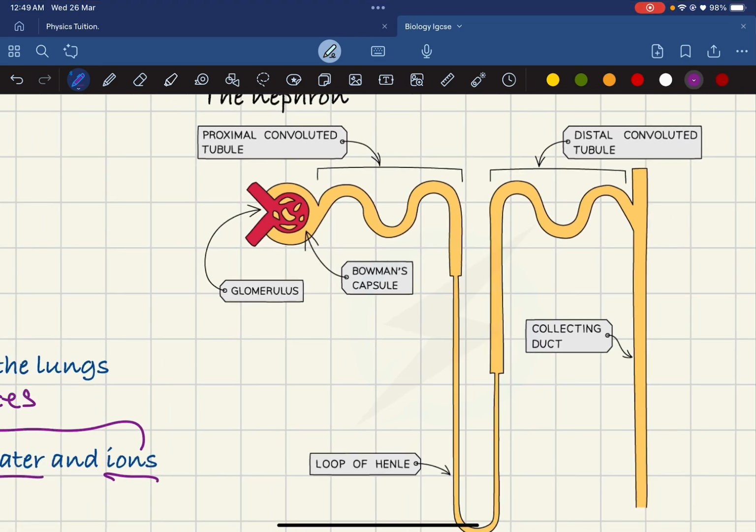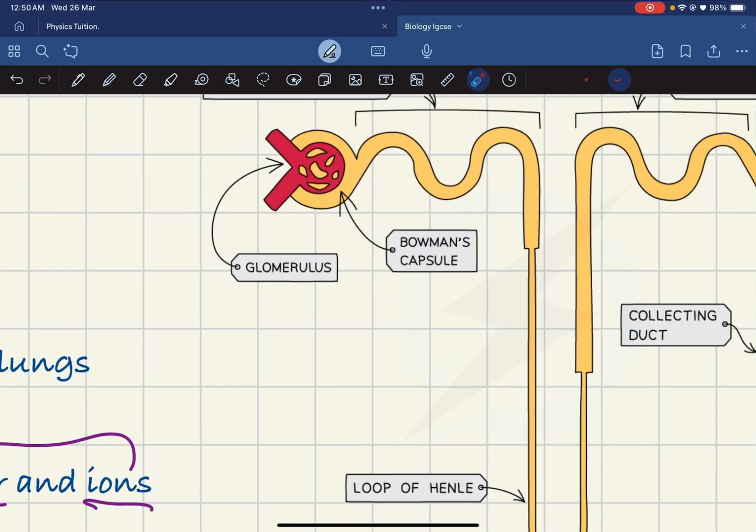Unfortunately for the nephron, you have to memorize all the labelings that are given over here. We have your glomerulus, your Bowman's capsule, loop of Henle, collecting duct, distal convoluted tubule, and proximal convoluted tubule. So you need to know all of this.